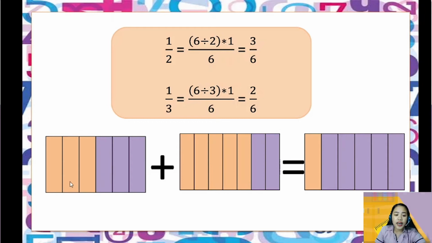Kasi alangan namang i-add natin to, magiging 12 siya, diba? Hindi pwede yun. So, eto, 6 yung hati. Parang pinag-add lang natin yung dalawang shading. So, 1, 2, 3, 4, 5. May isang natira. Okay?